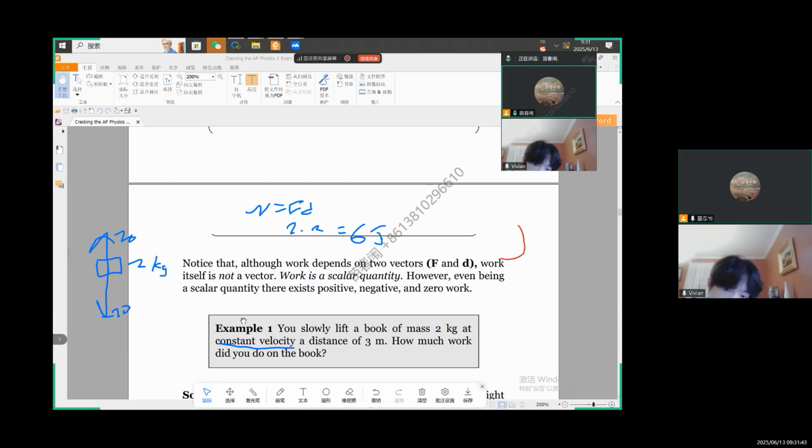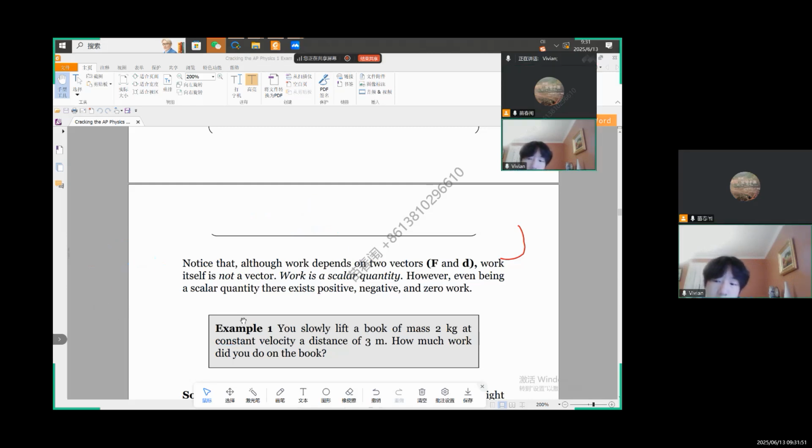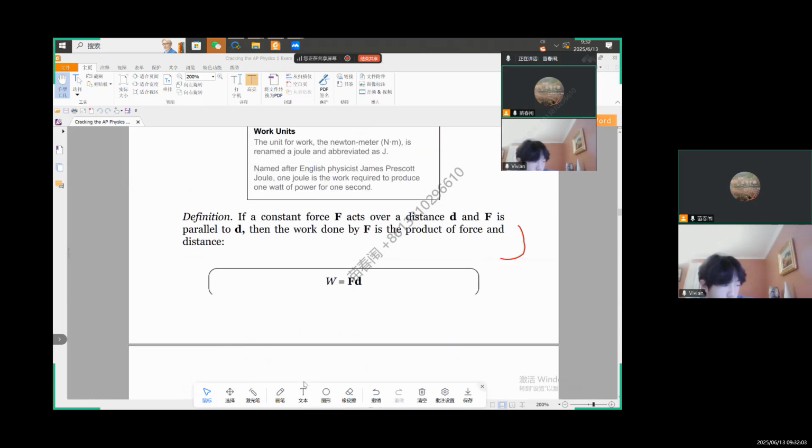So this is the work that I have done. It means I'm moving it, there is an effect. 60 joules. And also, do you think work is a vector or scalar? Does work have direction, basically?